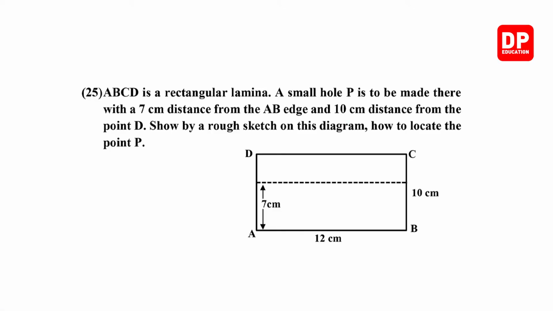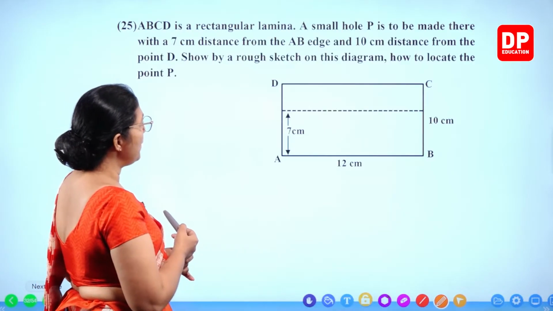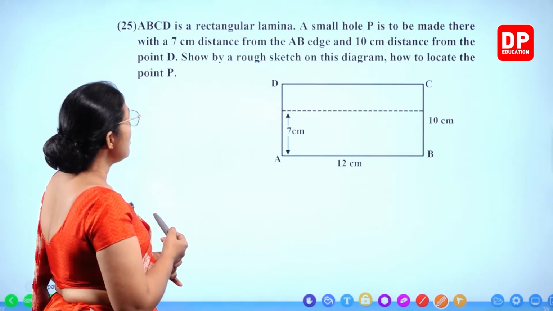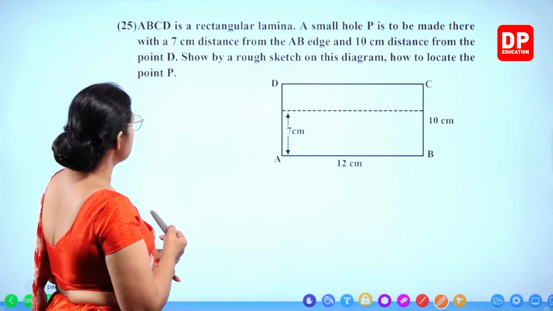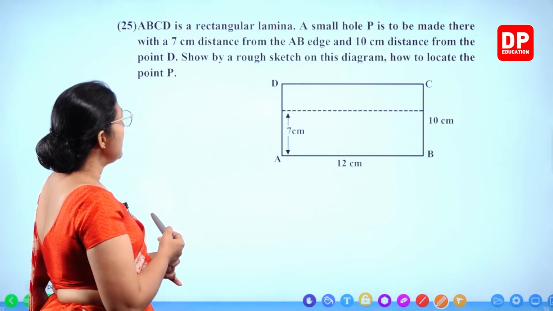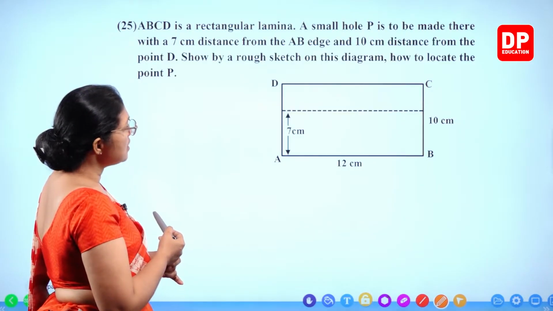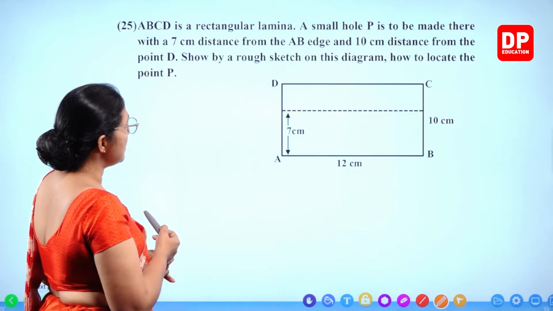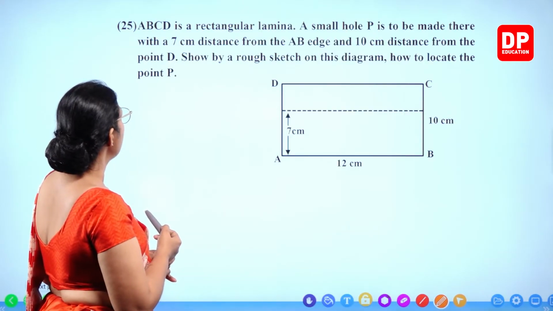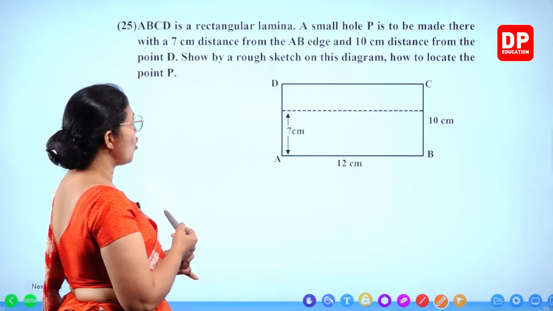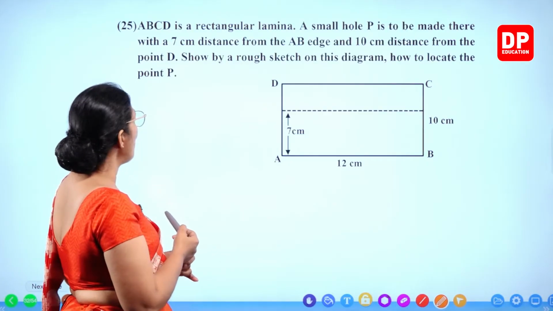Let's do the last question of part A. ABCD is a rectangular lamina. A small hole P is to be made there at a 7 centimeter distance from the AB edge and a 10 centimeter distance from point D. Show by a rough sketch on this diagram how to locate the point P.